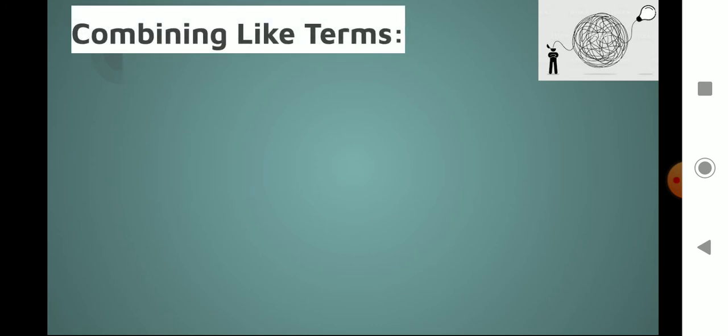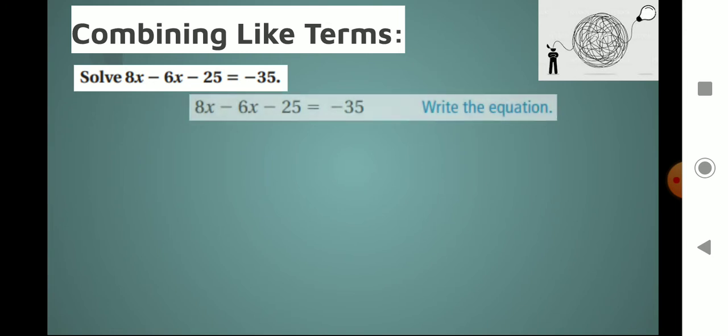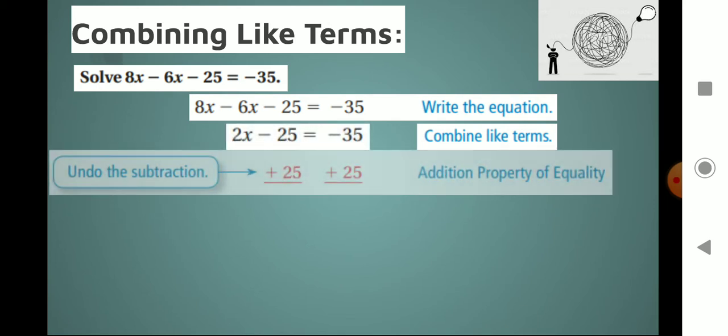Now, sometimes we have to combine like terms before we do the opposite operation. So we have 8x minus 6x minus 25 equals negative 35. Are there any terms on either side of the equal sign that we can combine? I see 8x minus 6x, which is 2x, minus 25 equals negative 35.